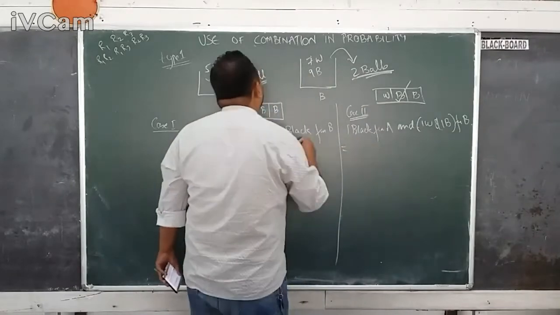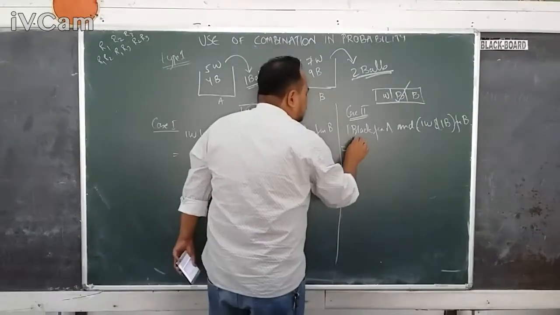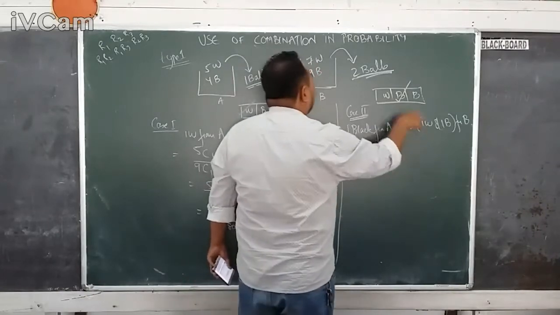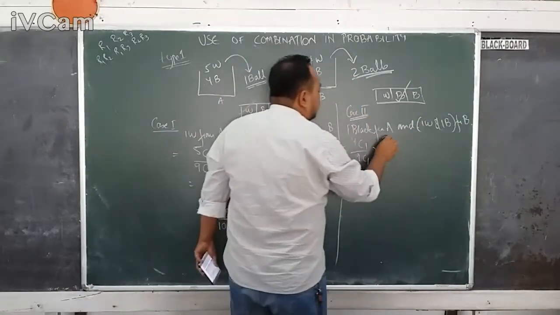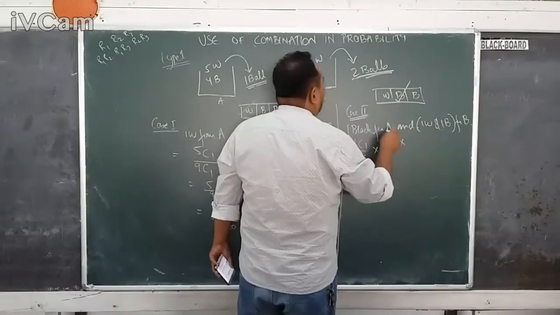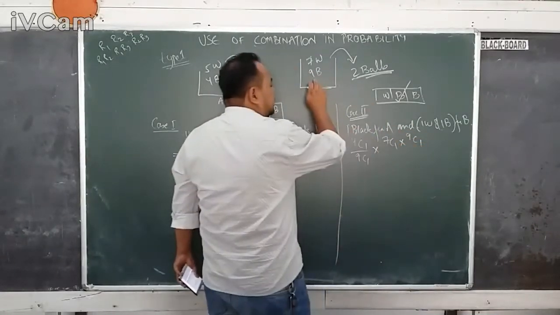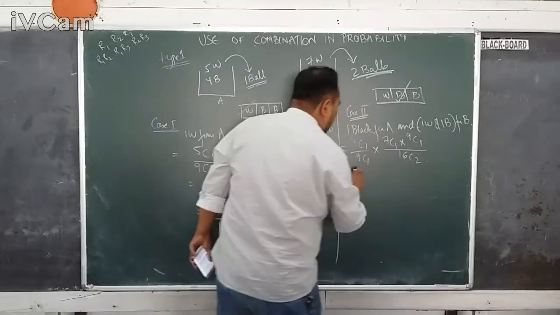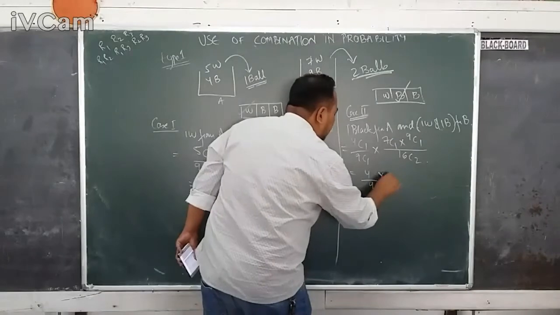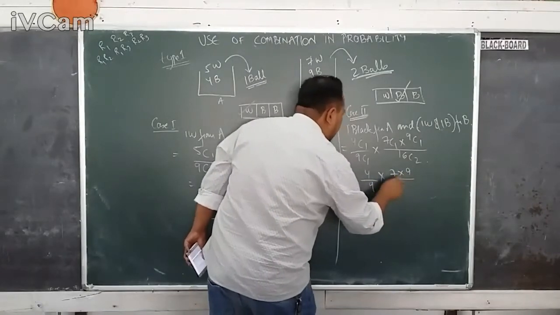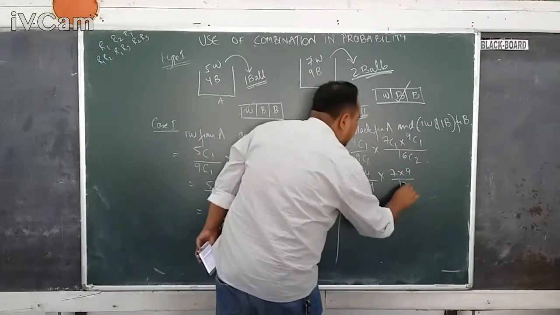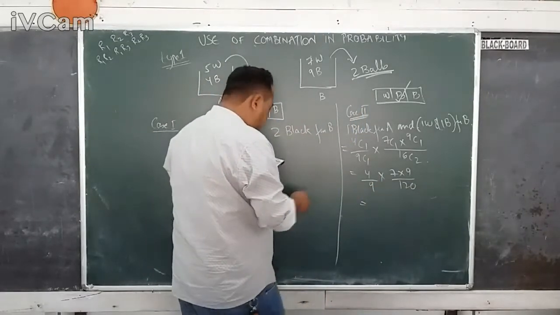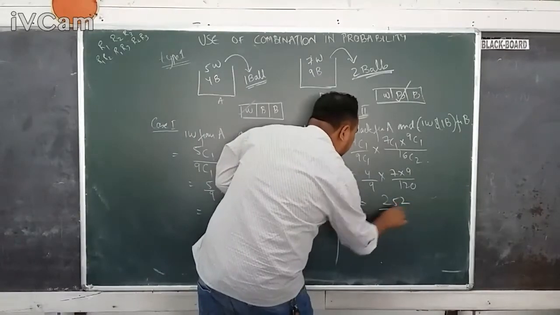So one black from A. How many blacks are there? 4. So 4C1 divided by 9C1, into one white. How many whites are there in B? 7. So 7C1, into one black. How many blacks are there in B? 9. So 9C1, divided by the total, 16C2. So you get 4 by 9 into 7 into 9 divided by 16C2, which is 120. So when you add, you get 252 divided by 1080.